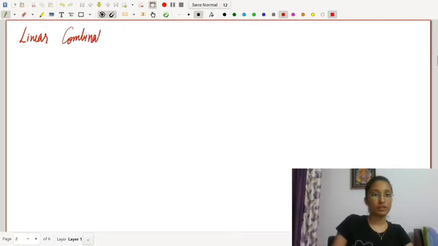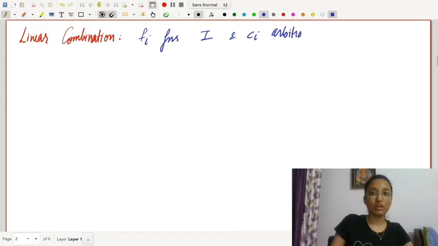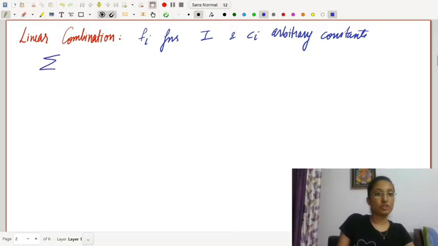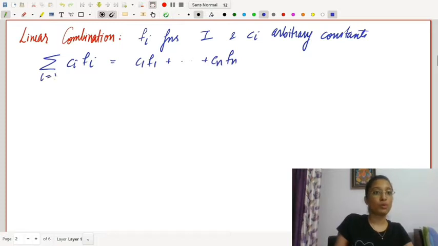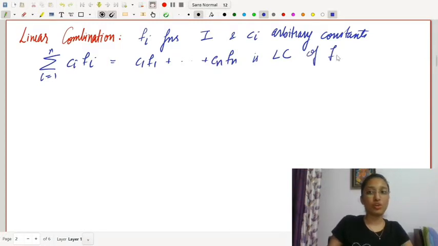What do you mean by linear combination? Given fi, functions defined on an interval I, and ci are arbitrary constants, then the function summation ci fi, that is c1 f1 plus and so on up to cn fn, where i varies from 1 to n, is called the linear combination of fi over I.